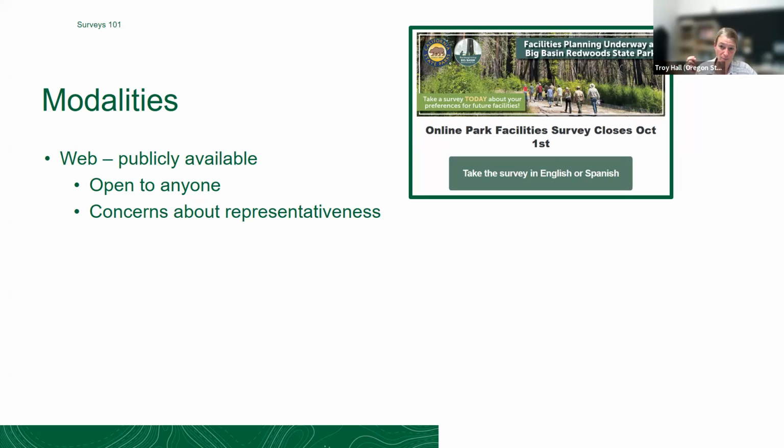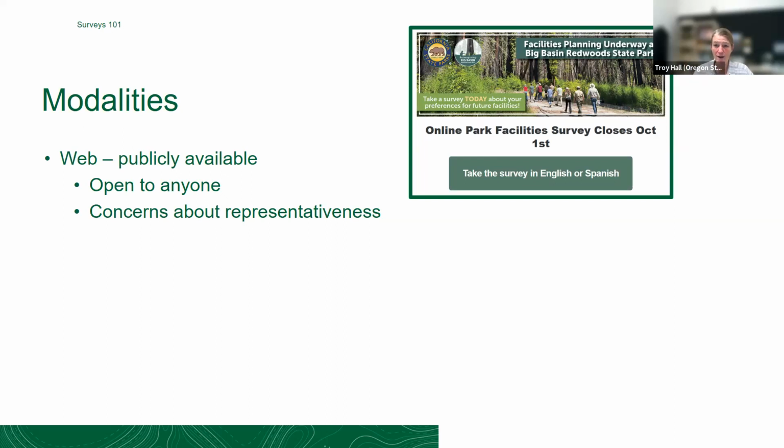But because it's available to anyone, we are not sure whether it's representative in terms of types of visitors. Not everybody goes to websites and clicks on links. And maybe the people who do might have certain views more so than your typical visitor. You know, the people who care passionately about a place are likely to respond, and maybe folks who are less concerned, but a large part of the population might not be represented well.